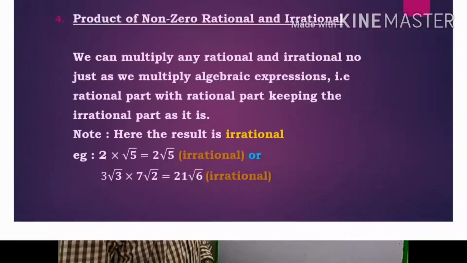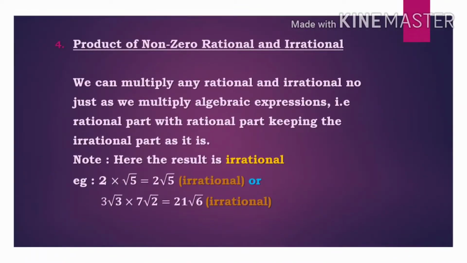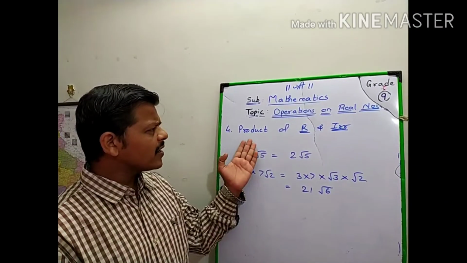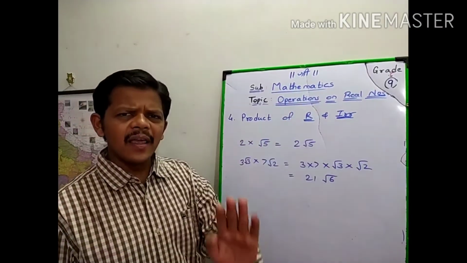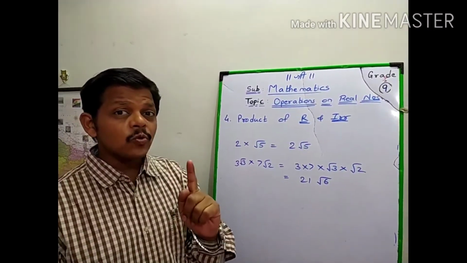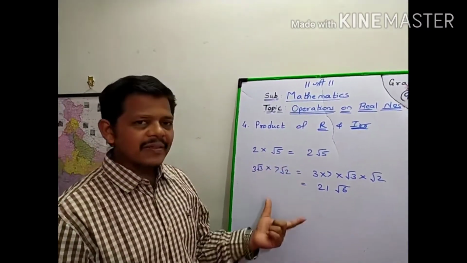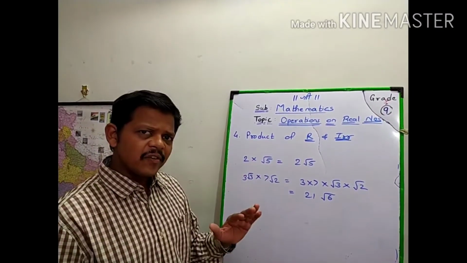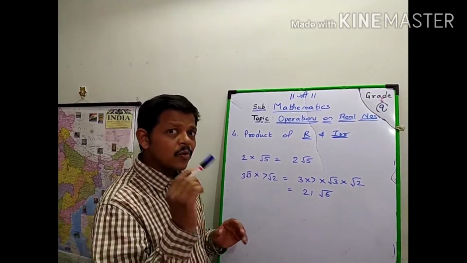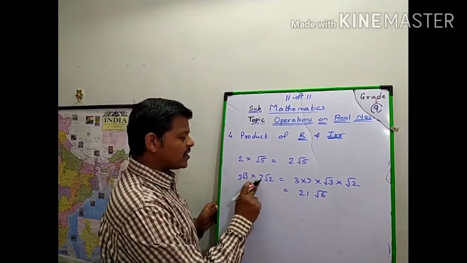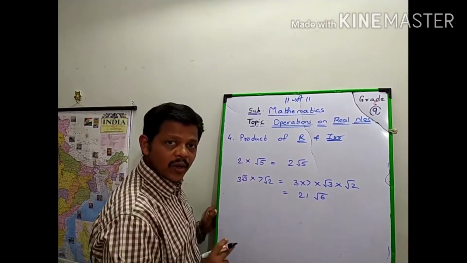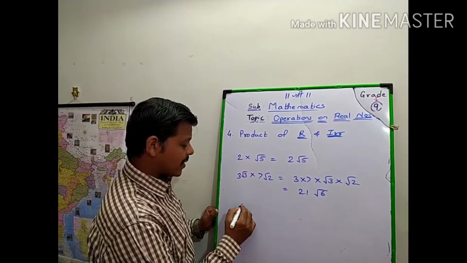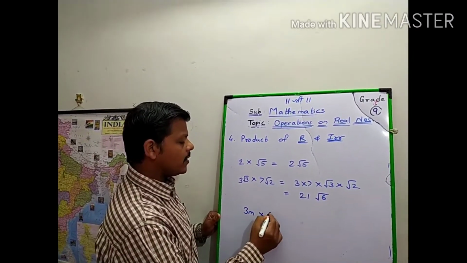Very quickly we are moving to the product, which is very interesting and easy again. So yes, the product of rational and irrational, again, just as we used to multiply. Now this is a simple thing. We have taken, for example, monomials. Just as we used to multiply, do you remember? It was coefficient into coefficient, variable into variable. See, if I would have given you an example, 3m into 2n.